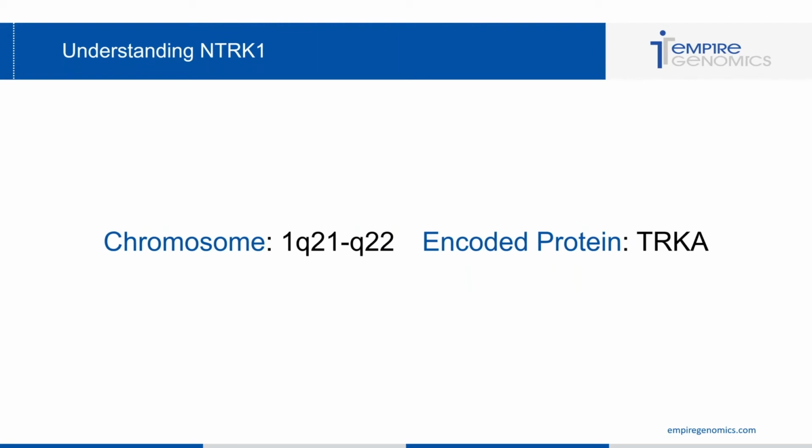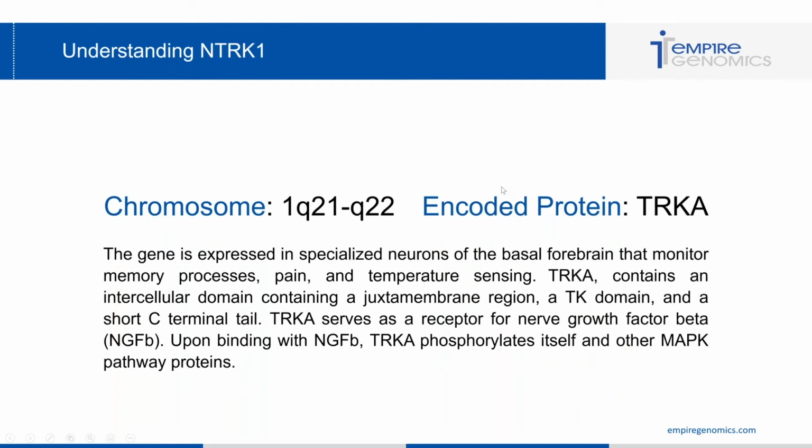So taking a deeper look into NTRK1, this is located on chromosome 1, q21 through q22, and the encoded protein is TRK-A. This gene is expressed in specialized neurons of the basal forebrain that monitor memory processes, pain, and temperature sensing. TRK-A contains an intracellular domain containing a juxtamembrane region, a TK domain, and a short C terminal tail. TRK-A serves as a receptor for nerve growth factor beta, or NGFB. Upon binding with NGFB, TRK-A phosphorylates itself and other MAPK pathway proteins.